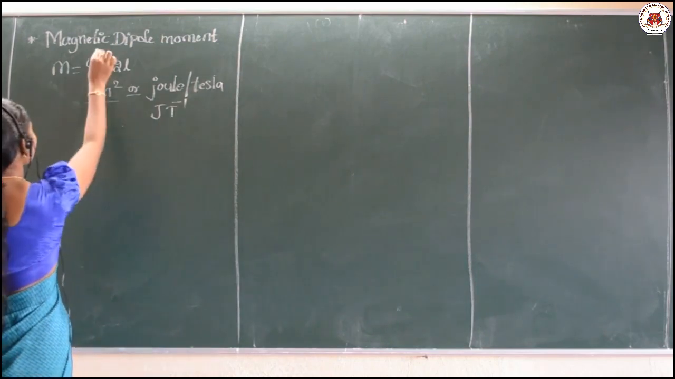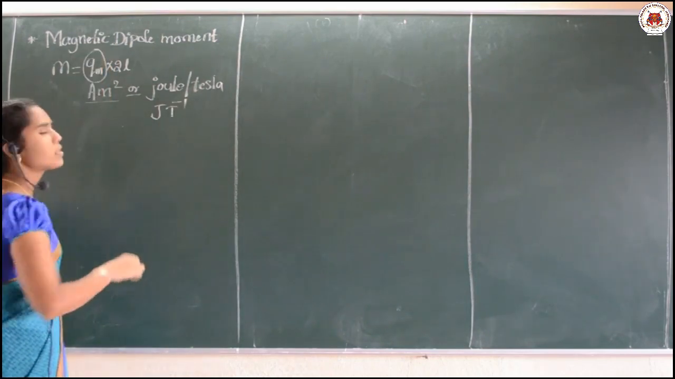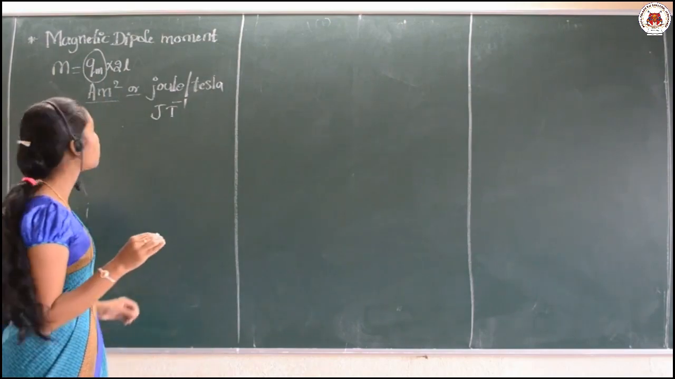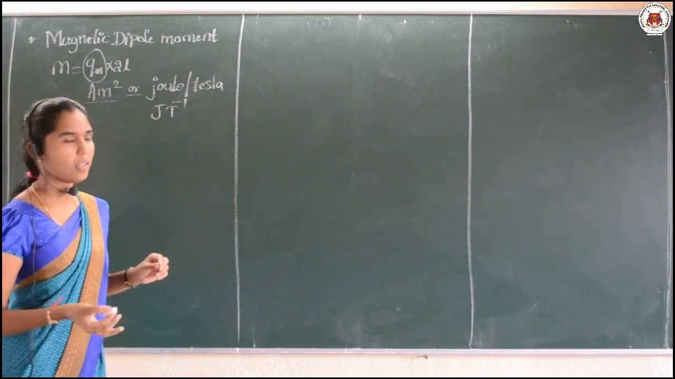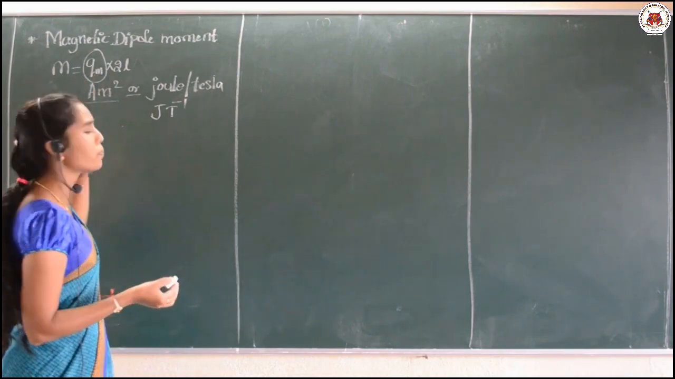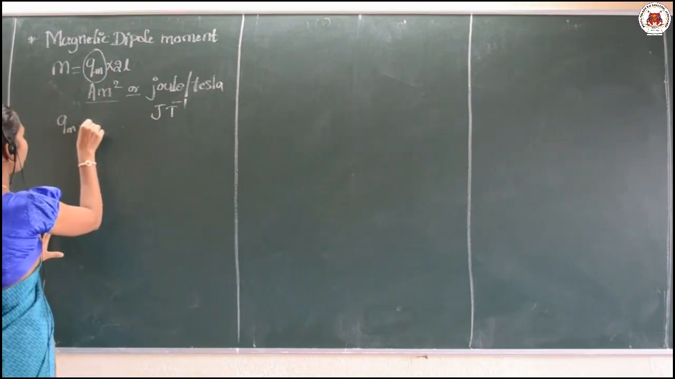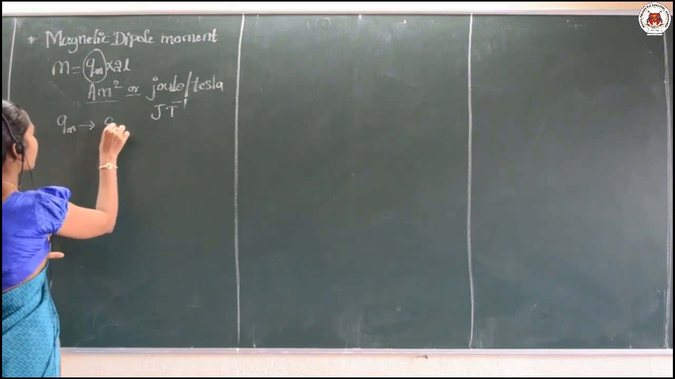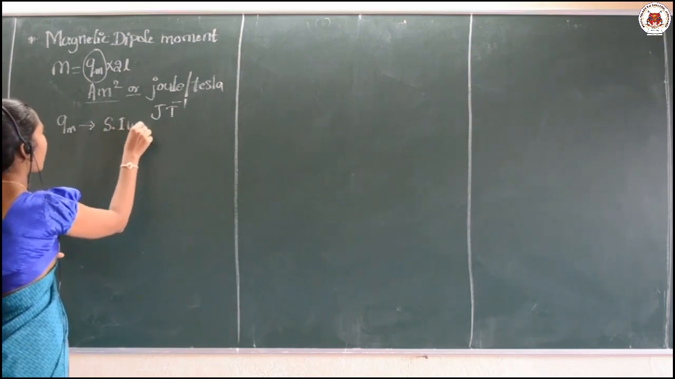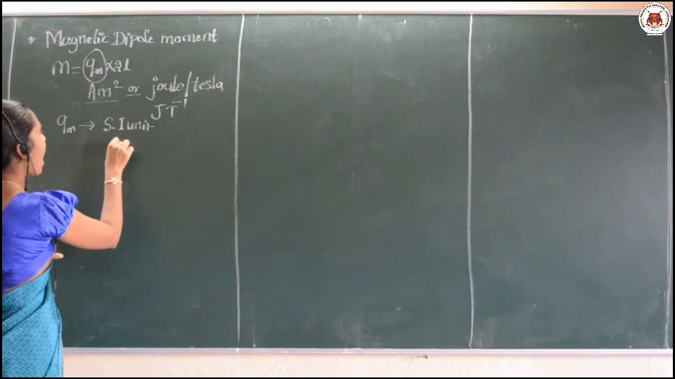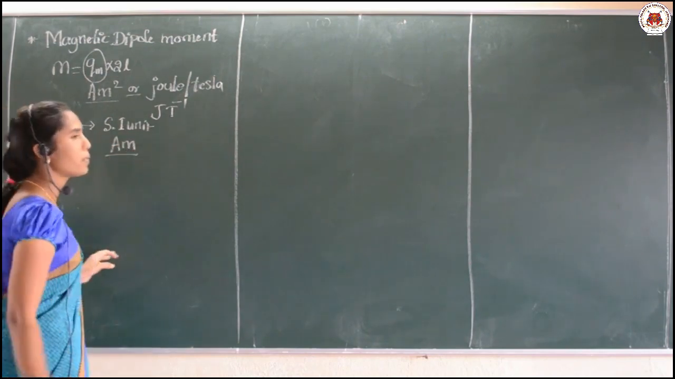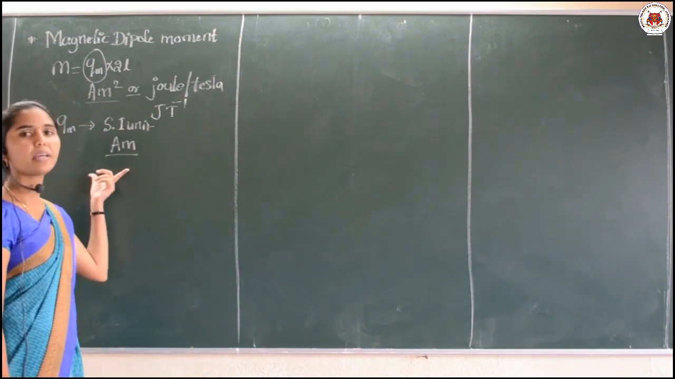Then see here, what is this? This is the magnetic pole strength. Remember, Qm means magnetic pole strength. What is the SI unit of the magnetic pole strength? The SI unit of the magnetic pole strength is ampere meter. Remember children, it is ampere meter.